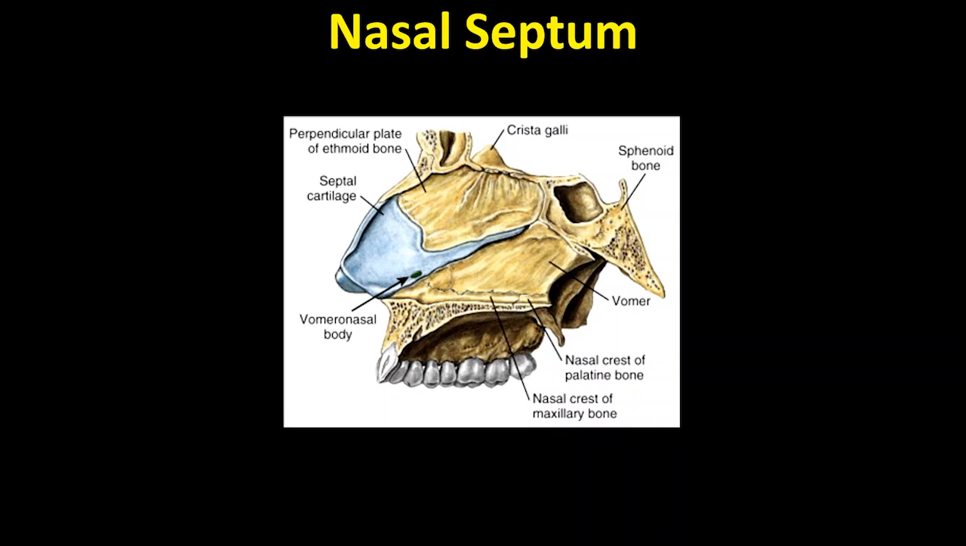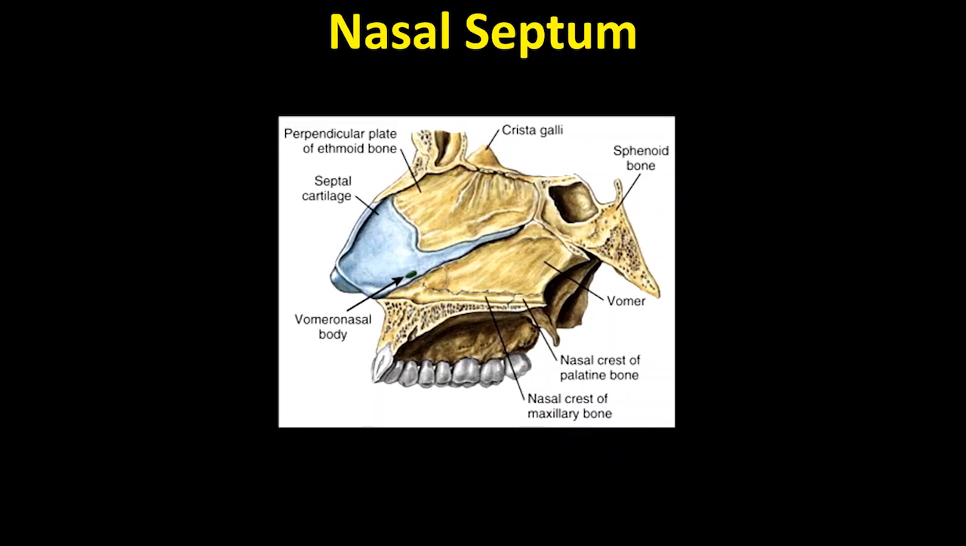So we spoke about the lateral nasal wall. Let us look at the nasal septum. The nasal septum consists largely of the vomer, the perpendicular plate of the ethmoid bone, the quadrangular or septal cartilage, the membranous septum, and the columella, with minor but important contributions from the nasal crest of the maxillary bone and the palatine bones inferiorly.